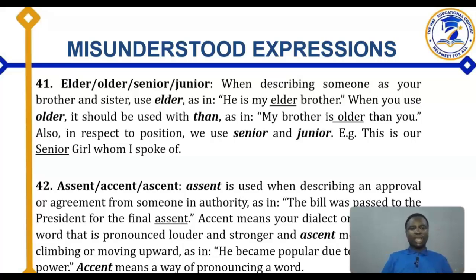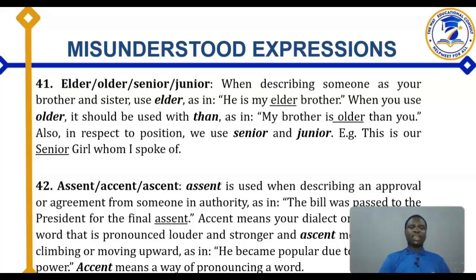So when you use older, it should be used with the noun with than. Are we together? That's why I say if somebody is your elder brother, it means the person is older than you. Can you see the way we have used older? That is a comparative adjective there. Your brother is older than you. Also in respect to position. When you are referring to position, that is when you use senior and junior.